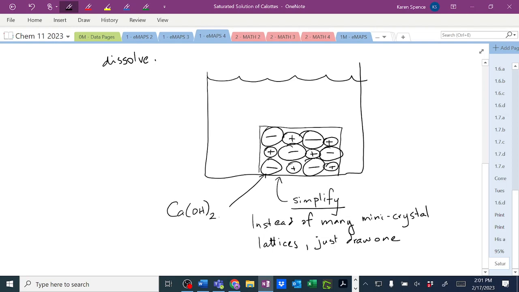And what state is it there? It is a solid, okay? Now, if this was a perfect world, we would use an entire sheet of paper and we would have lots of these little mini things all over our page, but we want to be able to fit it in a small area, so we're just going to draw one of those crystal lattices. What else is in the beaker? Yes, H2O.